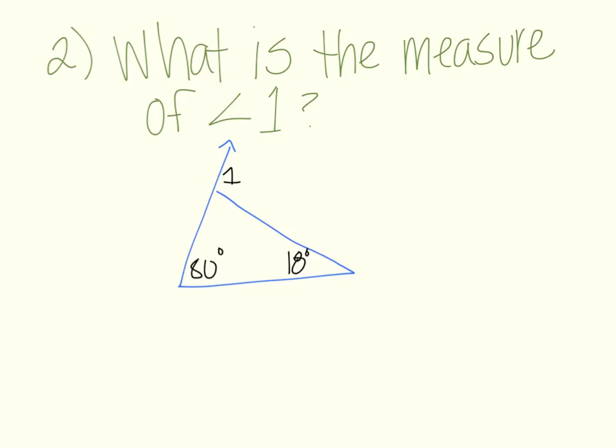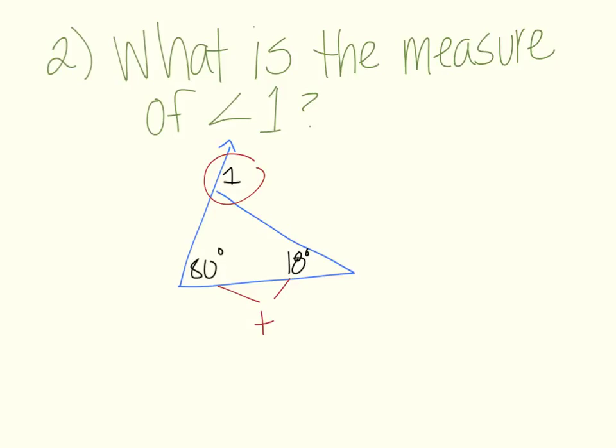Okay, our next question is going to be using the triangle exterior angle theorem. So now we're going to look at this particular one where we're trying to find the measure of angle 1. Remember that the exterior angle is equal to the sum of the 2 interior angles. Remember that the 2 interior angles are created by the 2 sides and the non-adjacent side from the angle 1.